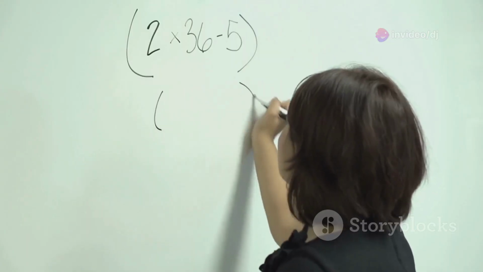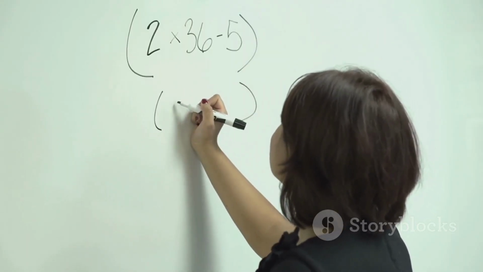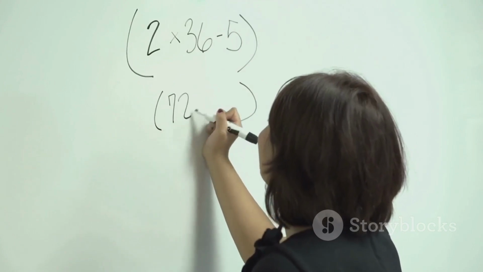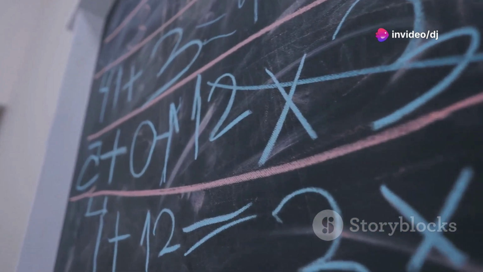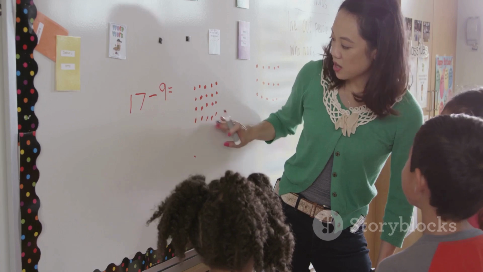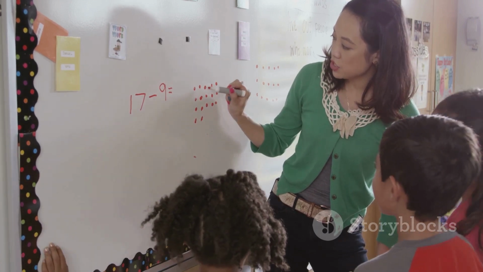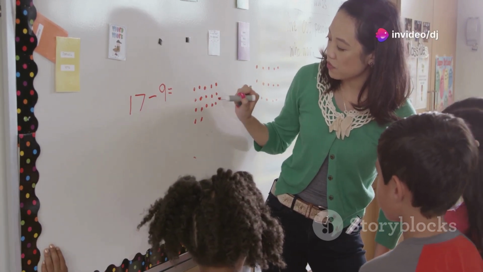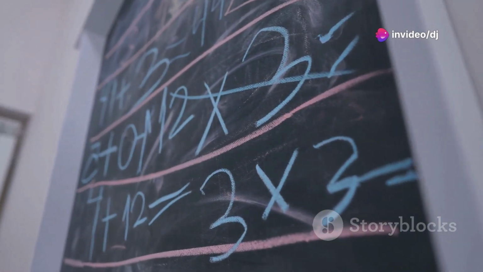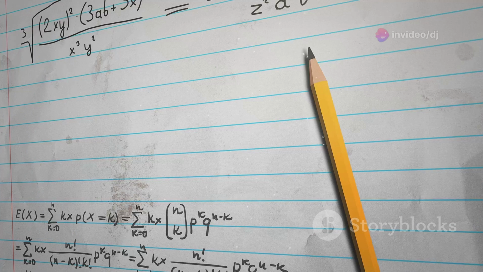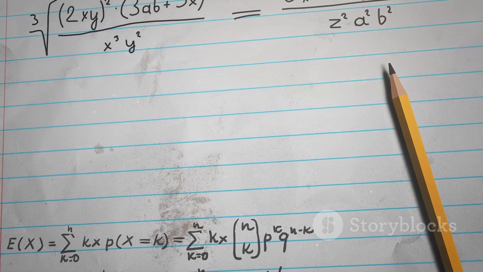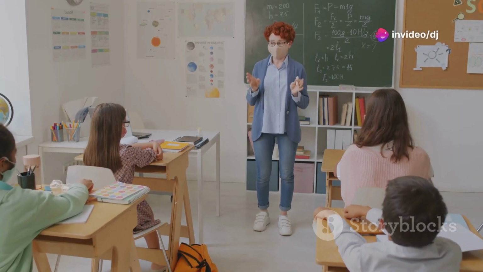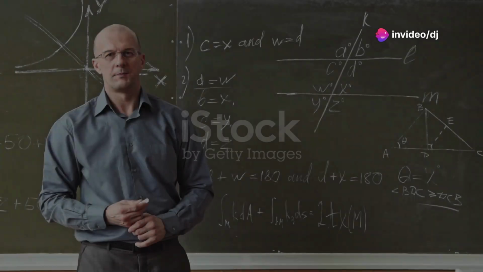The constant multiple rule tells us that if we have a constant multiplied by a function, we can simply take the derivative of the function and multiply it by the constant. For example, the derivative of 3x squared is 3 times the derivative of x squared, which is 6x. The sum and difference rules state that the derivative of a sum or difference of functions is equal to the sum or difference of their derivatives. So if we have f(x) = g(x) + h(x), then f'(x) = g'(x) + h'(x). Remember, practice makes perfect. The more you practice applying these rules, the more comfortable you'll become with differentiation.